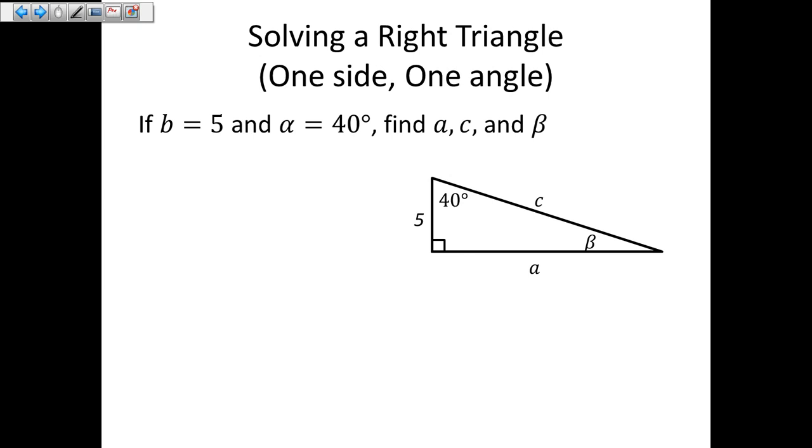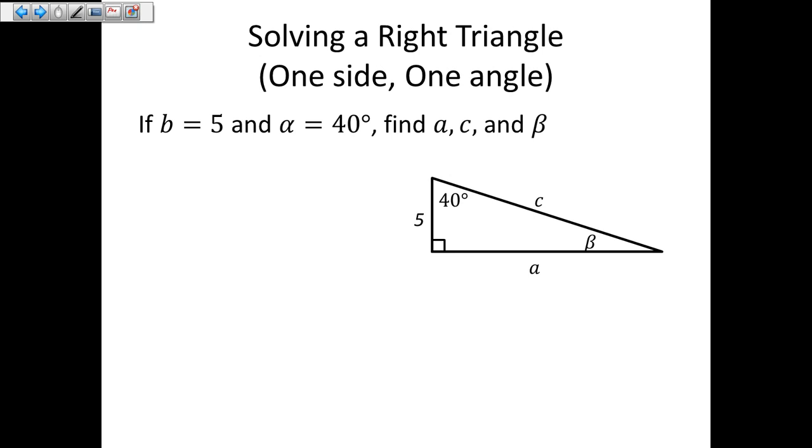So if b equals 5 and alpha equals 40 degrees, then we want to find a, c, and beta. Now our naming convention for this is a and b are the two legs of the right triangle and c is the hypotenuse. Okay, not a big deal there. You're very used to that.